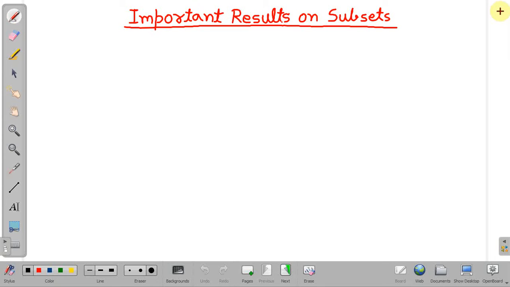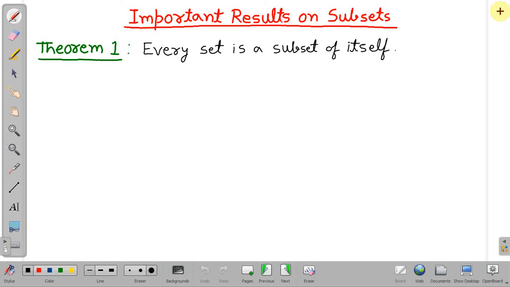In this lecture, we will discuss some important results on subsets. So, what are the important results? See, first one is every set is a subset of itself. So, if we have to prove this, that every set is a subset of itself, how can we prove this?